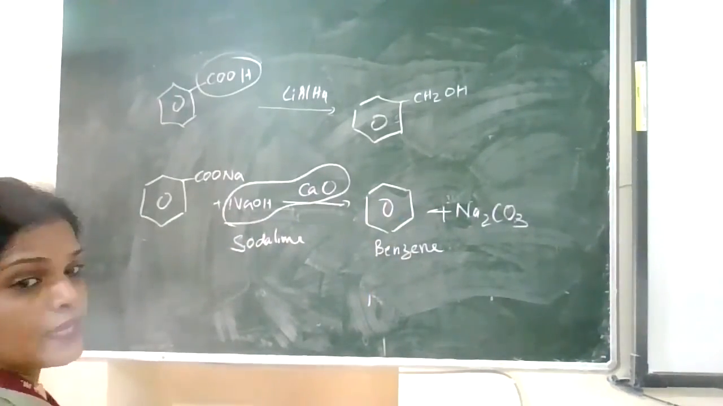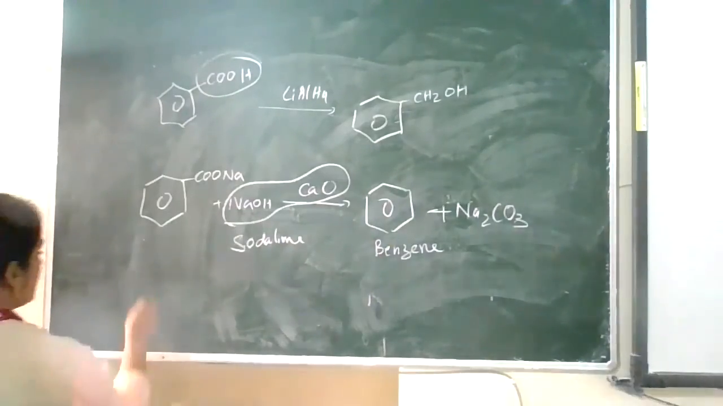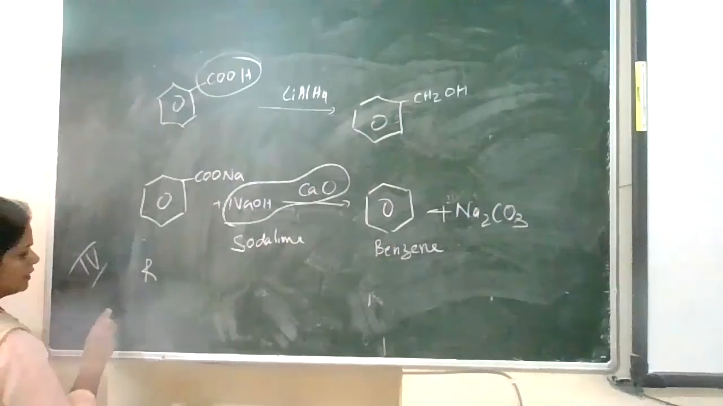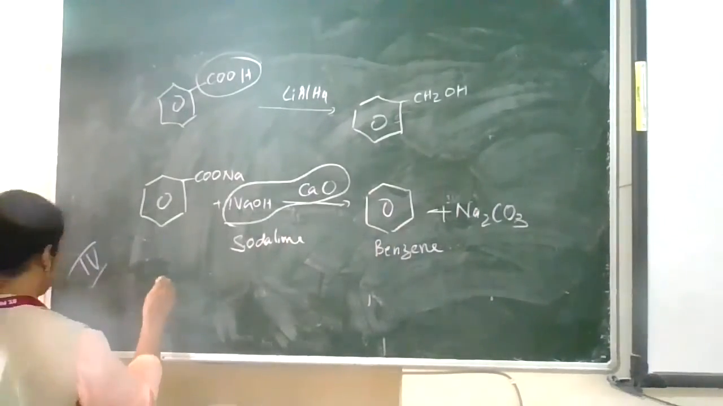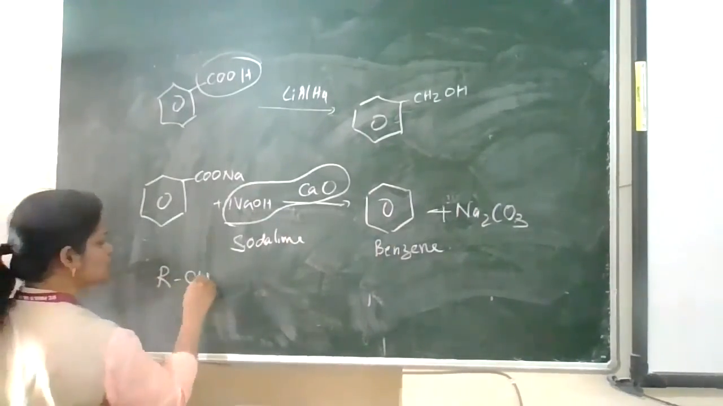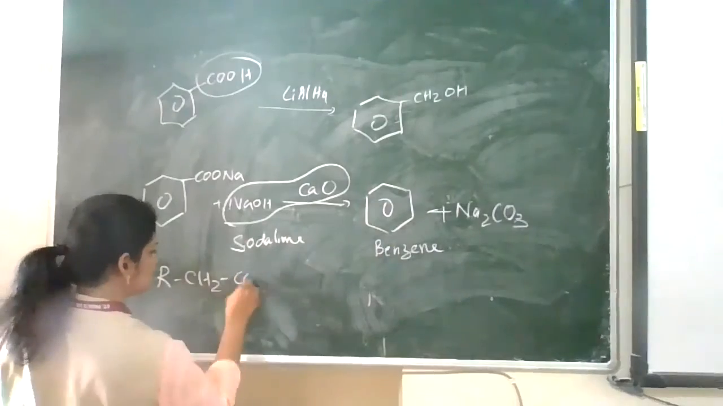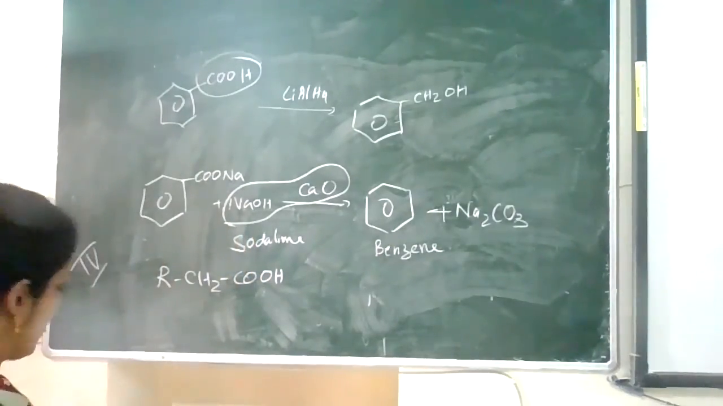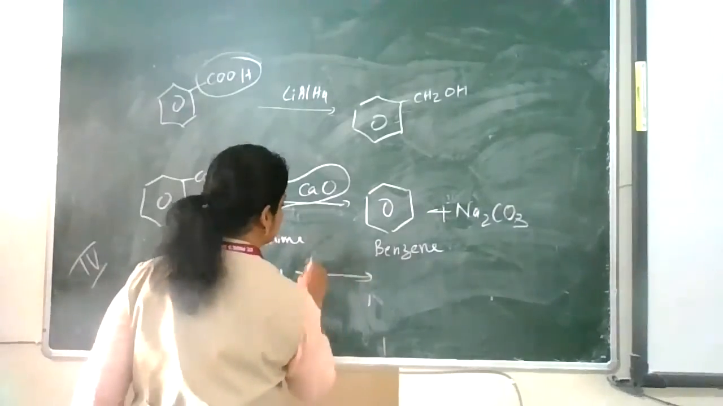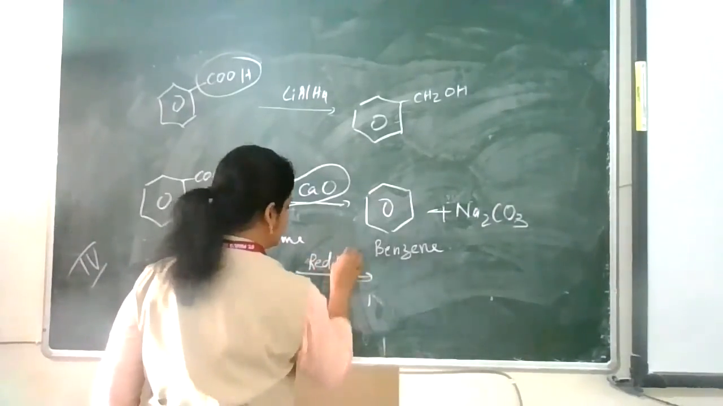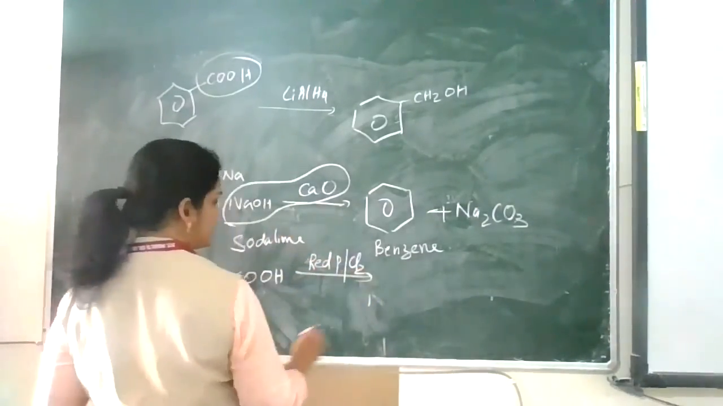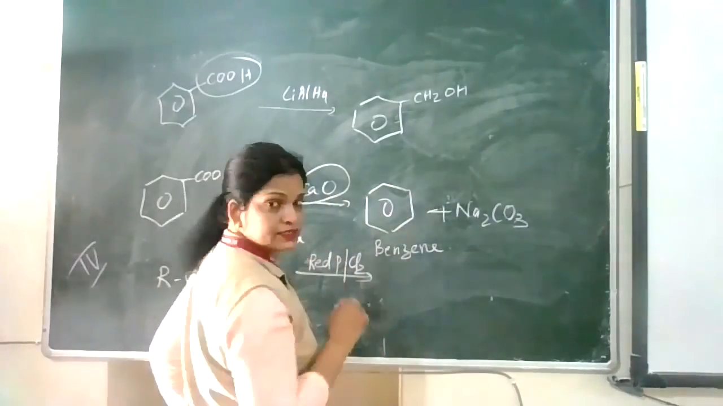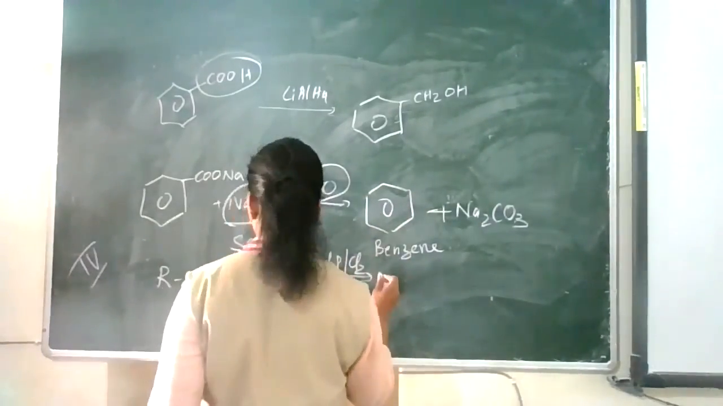The last type of reaction of carboxylic acid is substitution at the hydrocarbon part, that is RCH2COOH. Substitution on the alpha carbon, with red phosphorus and chlorine. One hydrogen will be replaced and you will be getting a halogen. This reaction is called the HVZ reaction.